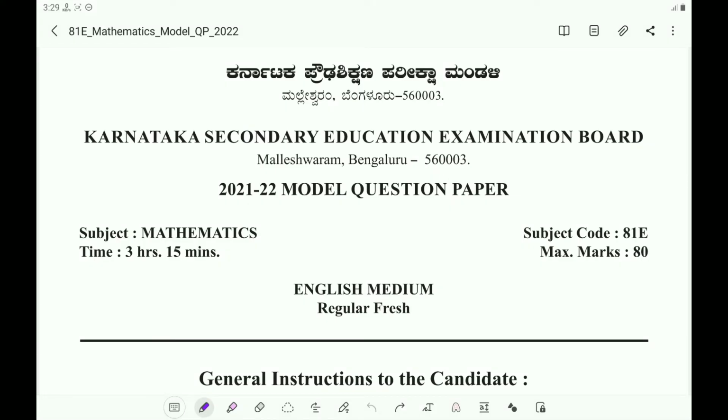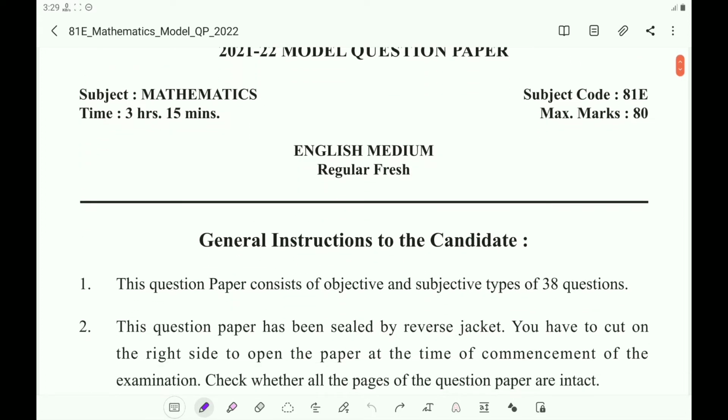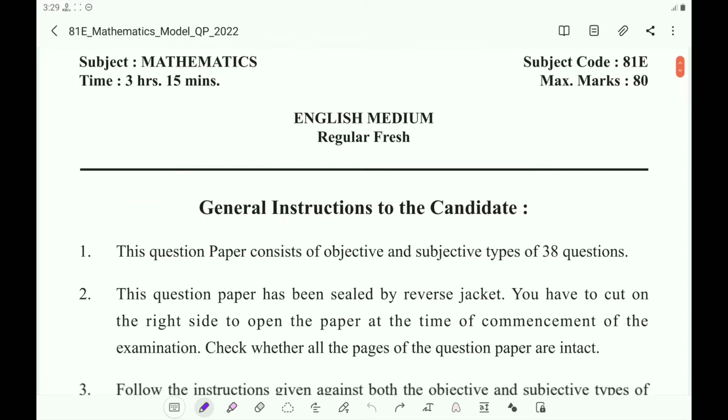Children, it is a model question paper 2021-22 given by Karnataka Secondary Education Examination Board, Malleshwaram, Bangalore. Now, let us solve this question paper, and there are some general instructions for the candidate.